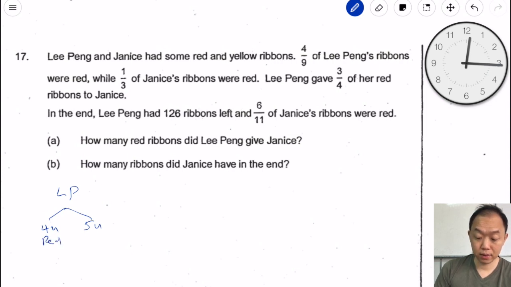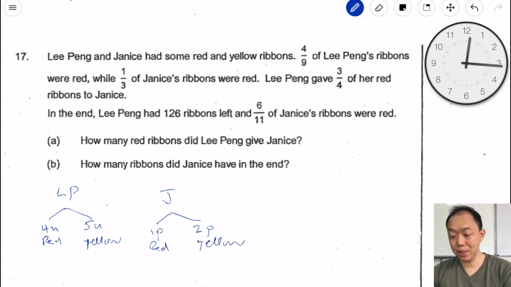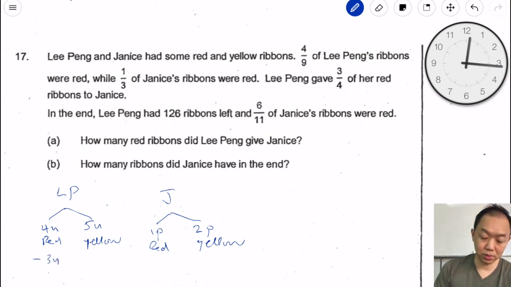This is red. And this is yellow. The yellow person is Janice. 1/3 of Janice. So this is 1 part, 2 parts, red, yellow. So Li Ping gave 3/4 of a red to Janice. So minus 3U, left 1U. Here must plus 3U. Okay, transfer over.